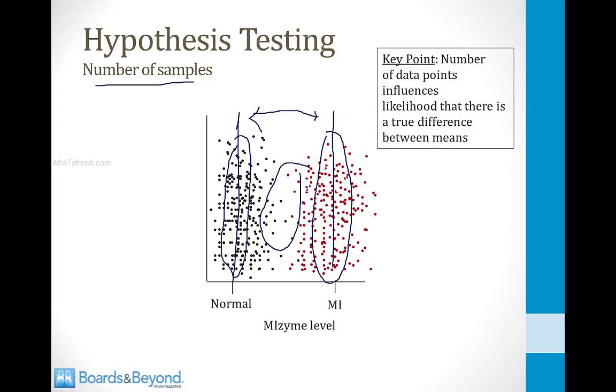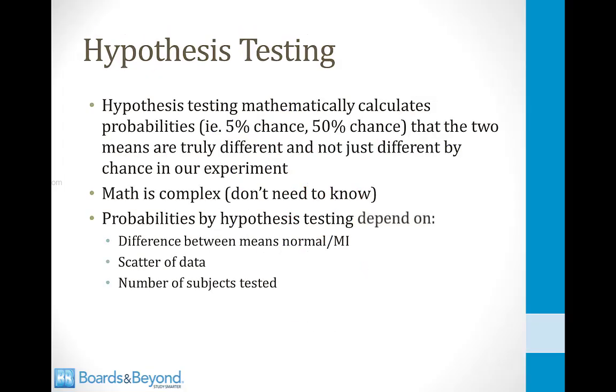So the key point here is the number of data points also influences the likelihood that there's a true difference between means, and we can be more confident when we detect a difference when we use a lot of samples. So hypothesis testing is to mathematically calculate the probabilities, like 5% or 50%, that the two means are truly different and not just different by chance in our experiment.